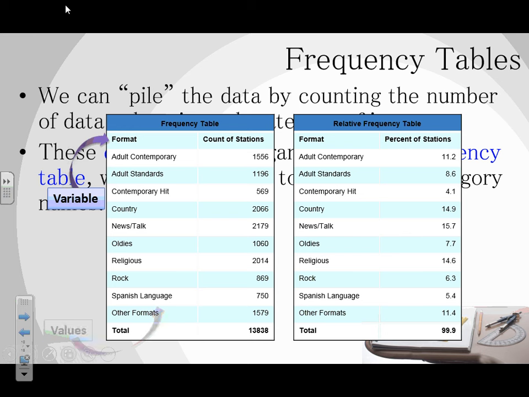Within that variable, then, you have your categories, your values. These are the different types of radio stations that they found: adult contemporary, adult standard, contemporary hit, country, and so on. Okay? In the right-hand column, then, you have the counts. This is how many radio stations played each of these types of music. So there were 1,556 radio stations in the country that play adult contemporary. There are 869 that play rock. So in that right column, they keep track of the counts. How many stations fit into each of the categories specified?